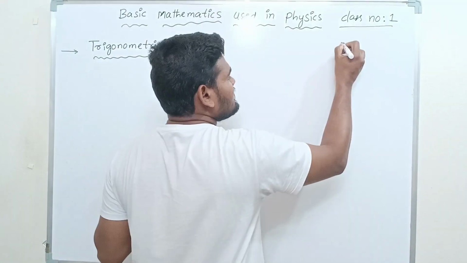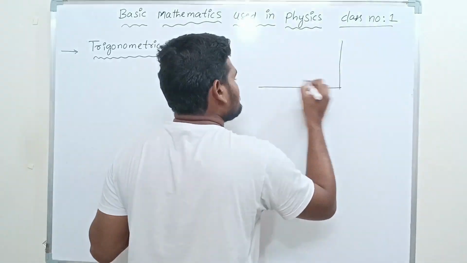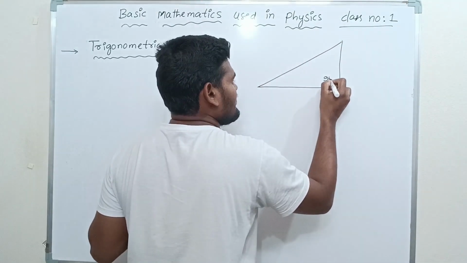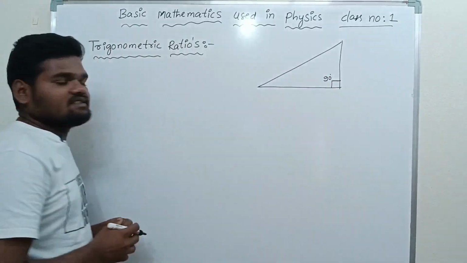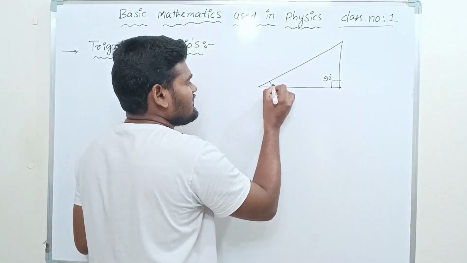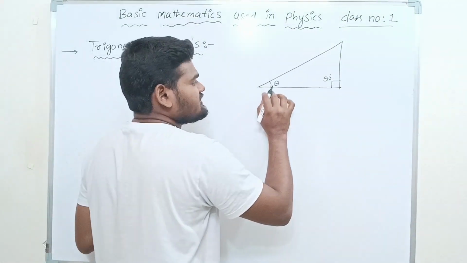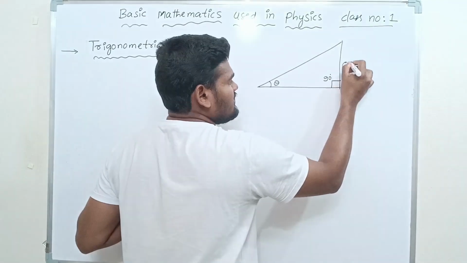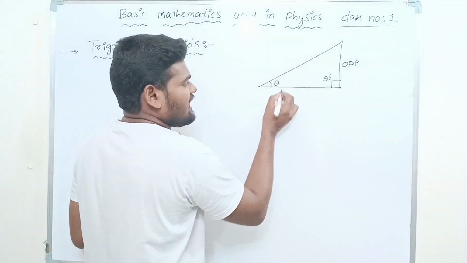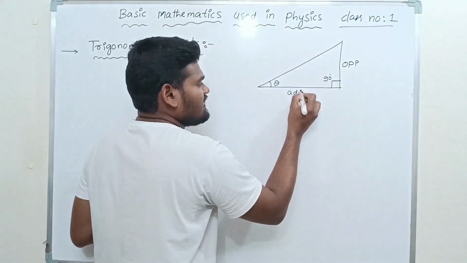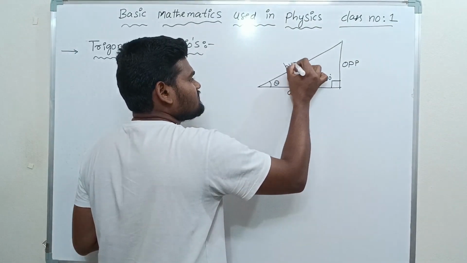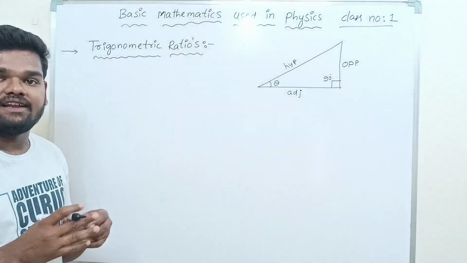We all already know about a right angle triangle. One of the angles is 90 degrees, called a right angle. Let us say this is an angle theta. The side which is opposite to angle theta is called the opposite side. The side which is towards the angle theta is called the adjacent side, and the side which is opposite to 90 degrees is called the hypotenuse. So this is about a right angle triangle.